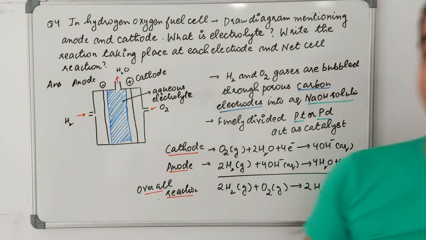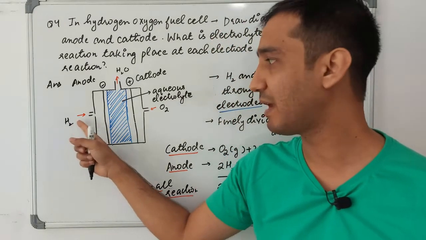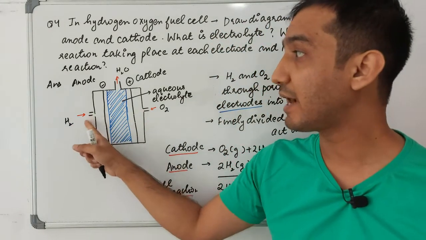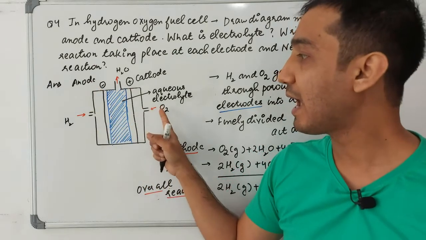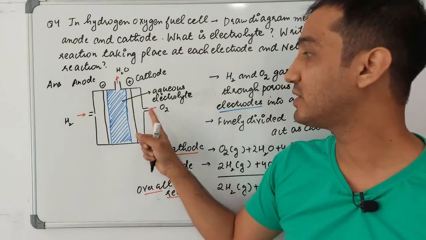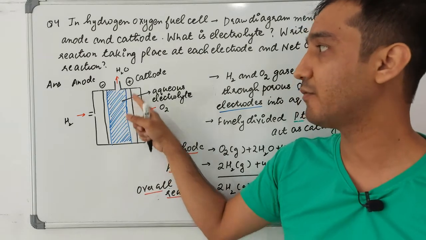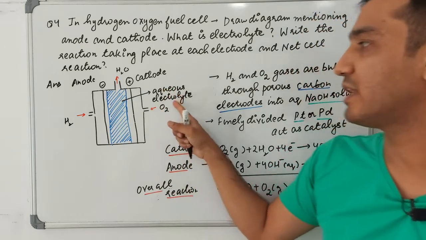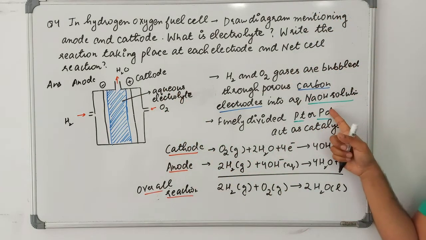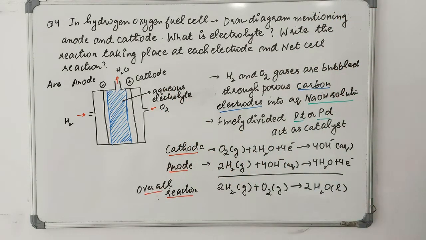If you look at the diagram, what is happening? Hydrogen is bubbled from the left side, oxygen from the right. The carbon electrode next to hydrogen is the anode having negative charge, and the carbon electrode next to the oxygen where oxygen is coming, having positive charge, is called the cathode, and you have taken aqueous electrolyte of NaOH. So this is the structure of the fuel cell.